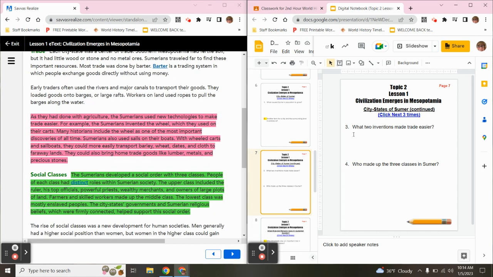Number 3, what 2 inventions made trade easier? This is worth 2 points, so please make sure you have both inventions here. This is worth 2 points in this digital notebook. You will find that answer in this pink highlighted paragraph.